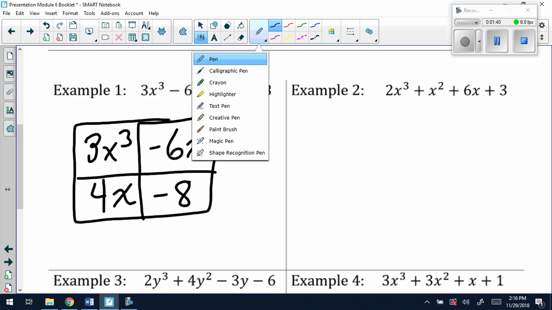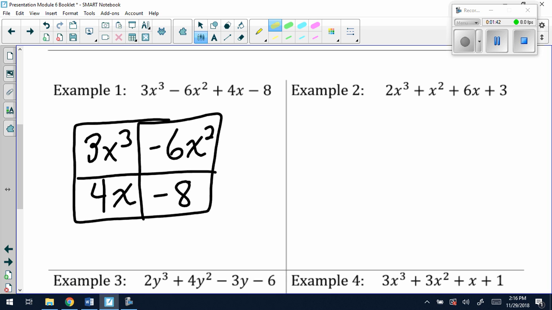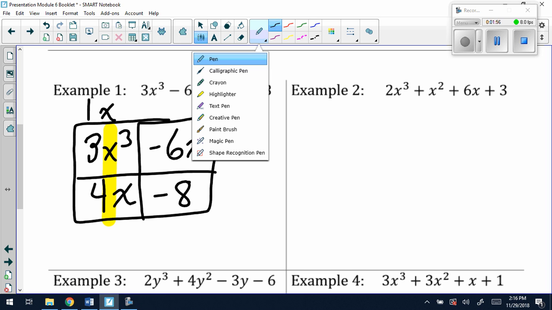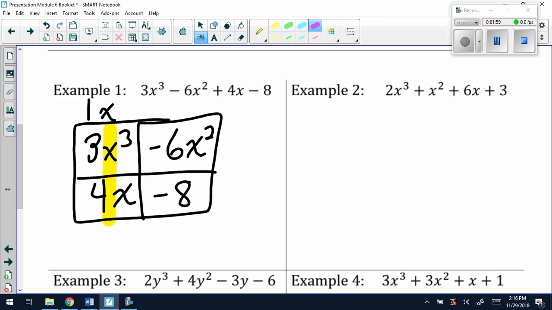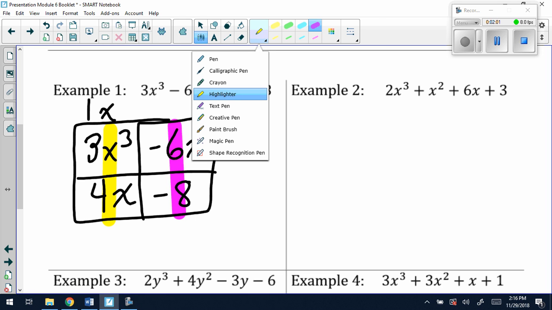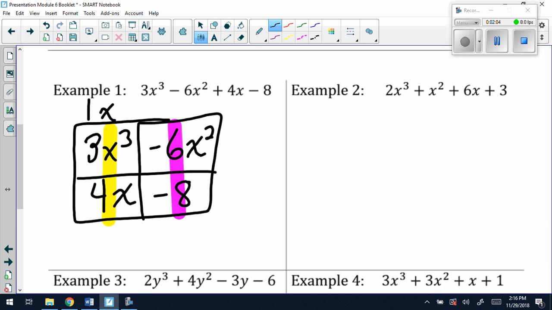And then what I'm going to do is look at each row and each column. So I'm going to look at these 2 and pull out the greatest common factor. The greatest common factor there, 3 and 4, is 1. And then with the x, you always take your lowest exponent, so x to the 1. Then I'm going to look at this column, -6 and -8. First of all, they're both negative, so I'm going to use a negative there. 6 and 8 have 2 in common. They don't have an x in common.